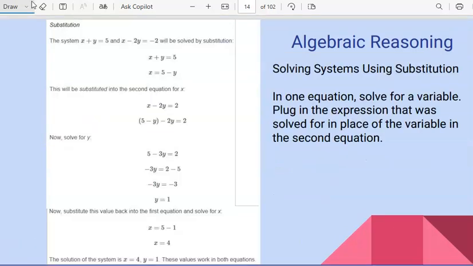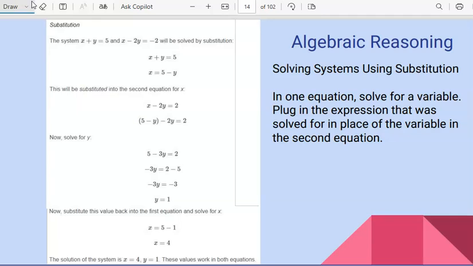Solving systems using substitution. In one equation, solve for a variable. Plug in the expression that was solved for in place of the variable in the second equation. For example, the system x plus y equals 5 and x minus 2y equals negative 2 will be solved by substitution.